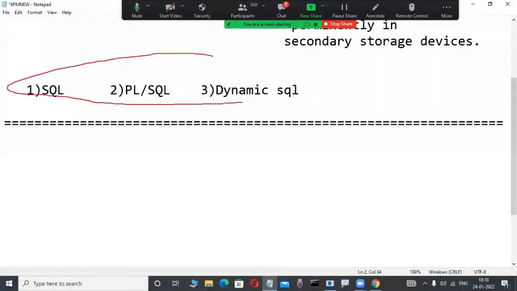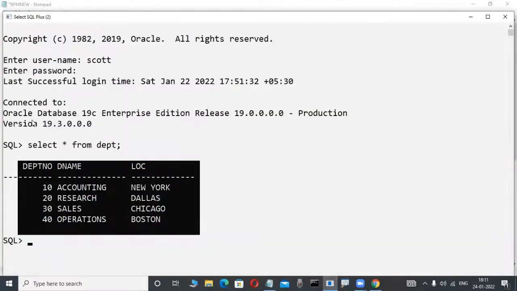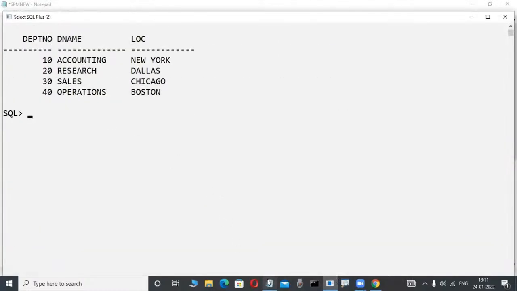What is SQL language? What is PLSQL language? What is dynamic SQL? Big concepts. Through these languages we operate these products. Okay, otherwise Oracle product, in your company, up to this I told in previous classes. Now concentrate here.